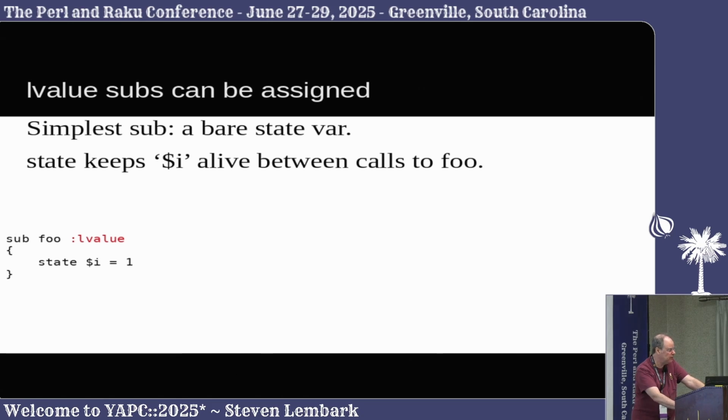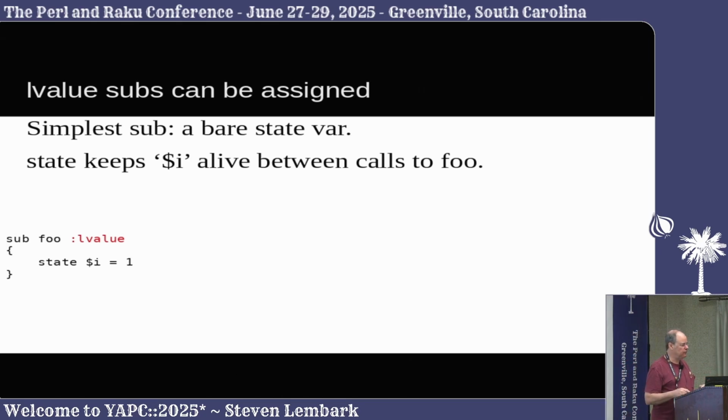So I can write my own. I can have a sub foo, and if I stick that magic L value after it, this is the simplest kind, and it's a closure. The simplest L value handler is just a state variable. What this is going to do, the first time I enter here that state variable, Perl's going to say, wait, I haven't seen that before. It's going to stuff 1 into $i. And after that, it's going to return $i. And it's going to return $i forever.